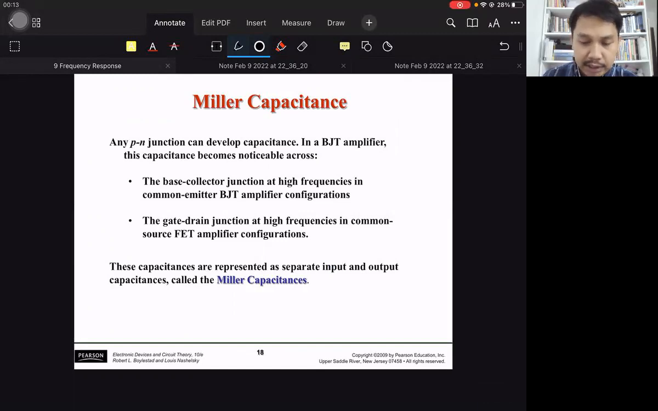An NPN junction can develop capacitance. Okay, we've established that. In a BJT, this capacitance becomes noticeable across base-collector for a BJT and gate-drain for a FET. So the Miller capacitance is exhibited across base-collector or BC, CBC for a BJT and CGD for FETs.